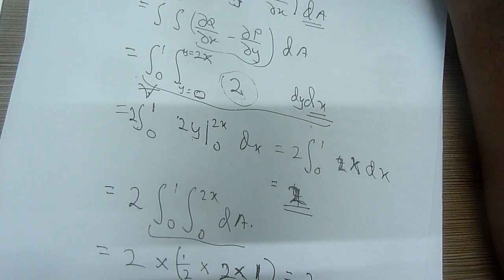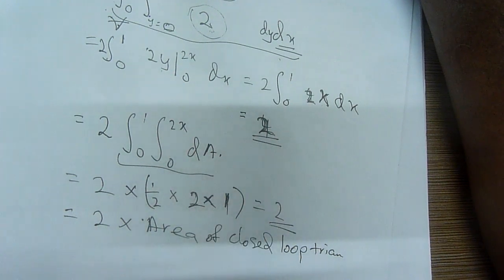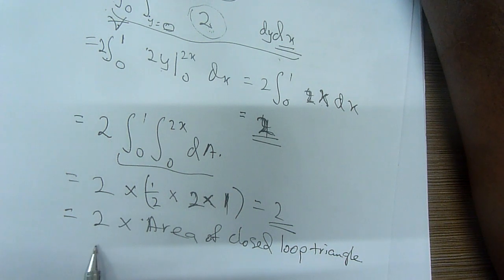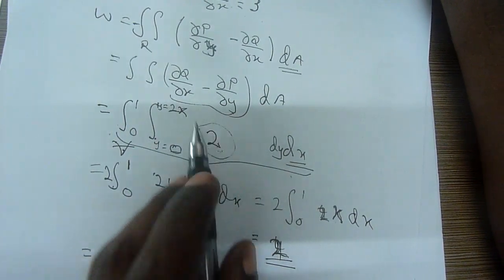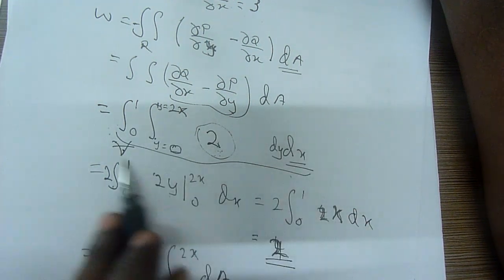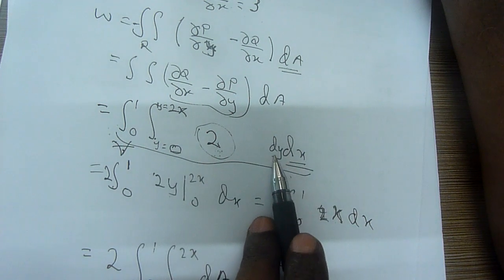Area of a closed loop triangle. Therefore, we can use this kind of method also to calculate the area, but only one condition. Again, I strongly stress, this must be constant. Once you've taken it out, then you're calculating the whole area. You must have a dy dx.